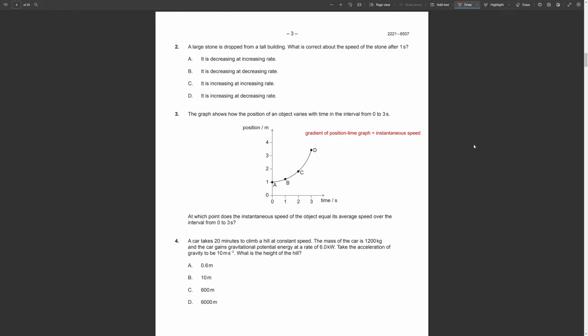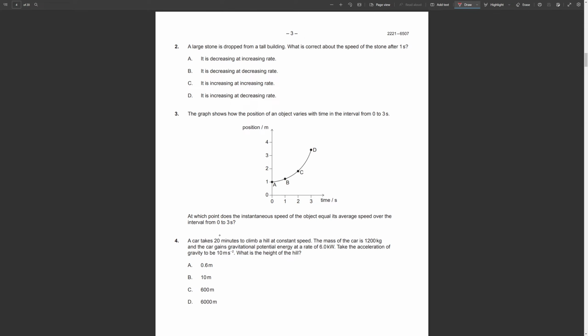You can find the gradient at A, B, C, and D. They are always changing, always increasing. To compare with the average speed from 0 up to 3 seconds, you should take position A to D and draw a straight line, and this is the average speed. The gradient from A to D directly is very similar to the gradient at position C. So the answer is C.